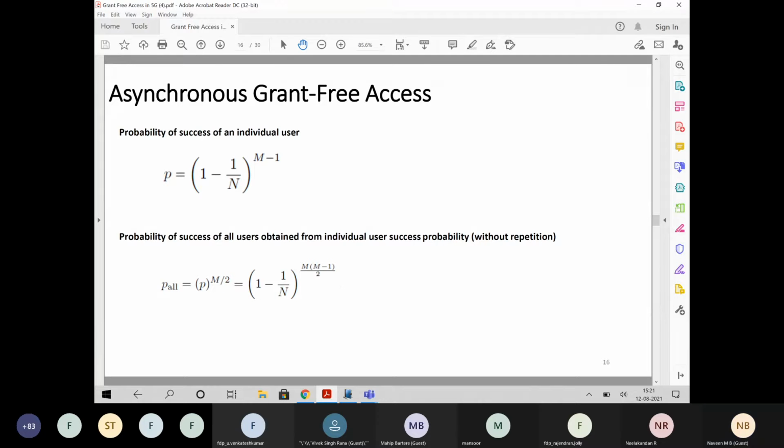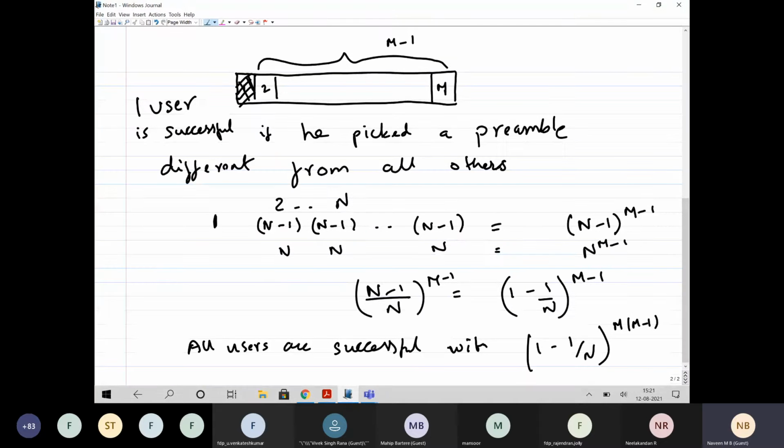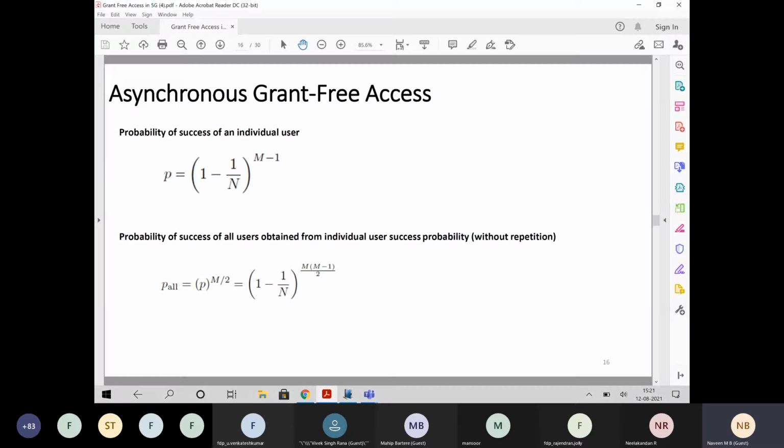Why do you think so? The answer is very simple. If someone collides, or if someone picks a preamble same as another user, that means both are dead. Both will collide, right? At least 2 people will collide. So if one user fails, it implies always that at least one more user has failed. So I need not raise it to the power m now. I can only raise it to the power m by 2, because if one fails, definitely one more fails. So in terms of pairs, if I have to consider m users in pairs, I have only m by 2 pairs. So I need to raise it to the power m by 2. That one small trick we did and we got much better results.